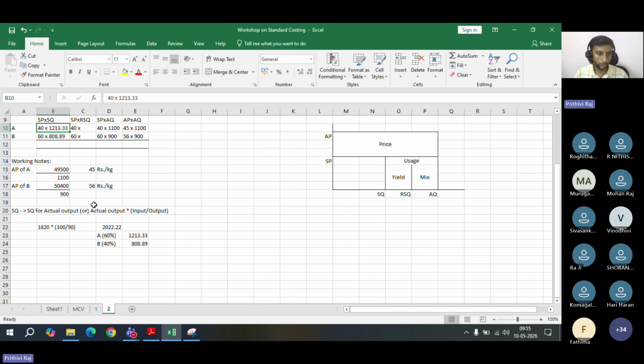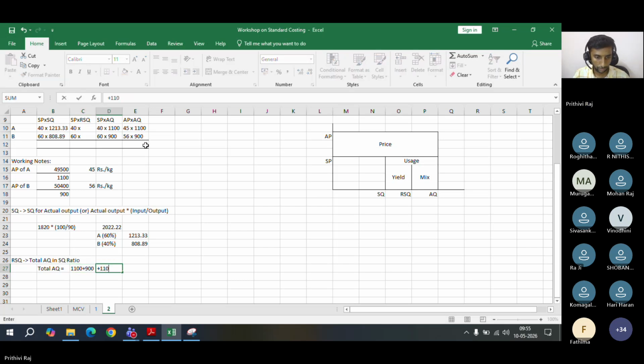Now we'll go to RSQ. What is RSQ? Write the definition: total AQ in SQ ratio. What is my total AQ? AQ is 1100 plus 900, which is 2000. Similarly, this total AQ in what ratio?